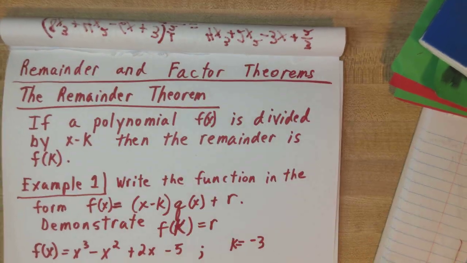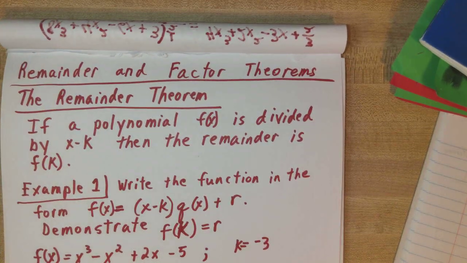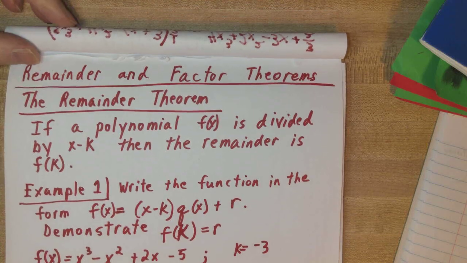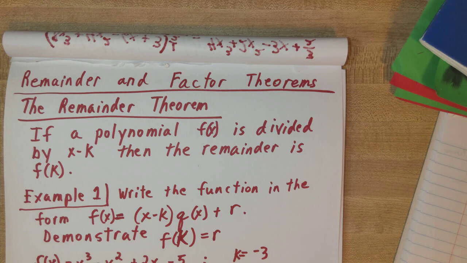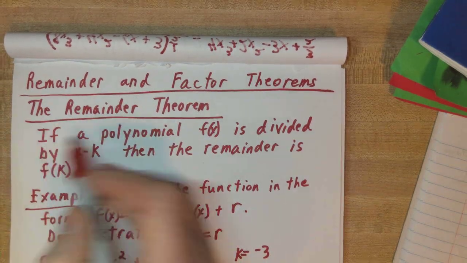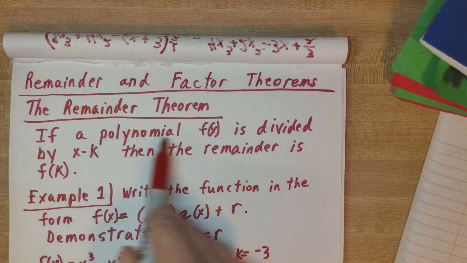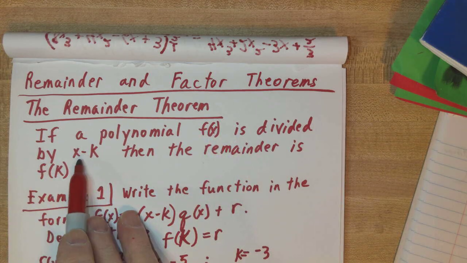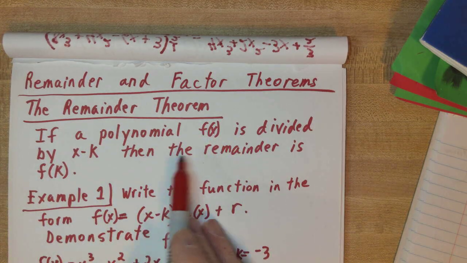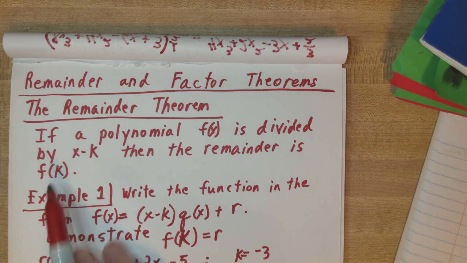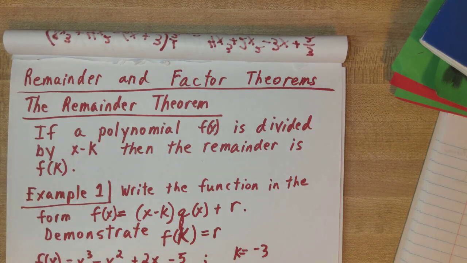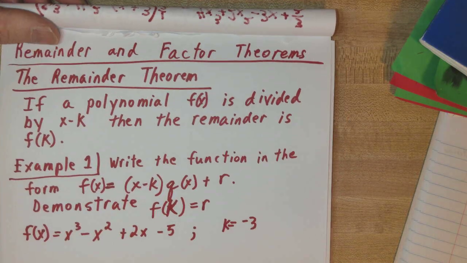Okay, hi everyone. We have two theorems we're going to deal with for polynomials and division: the remainder and factor theorems. And here's the remainder theorem. If a polynomial f of x is divided by x minus k, then the remainder is f of k. Alright, let's see how we can use that a little bit.